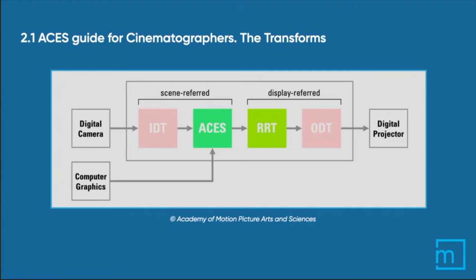On traditional broadcast cameras, for example, what you see is what you get. The scene referred part, you never see it. It happens within the camera head.